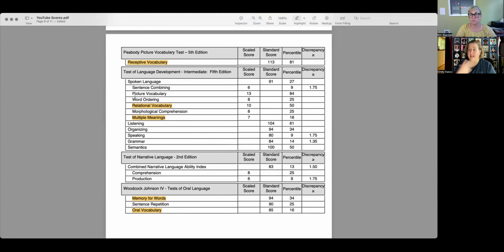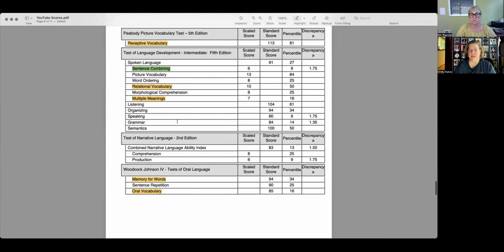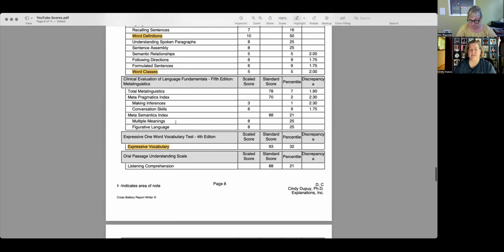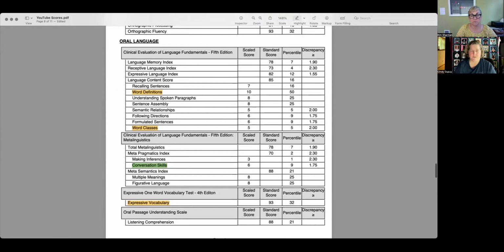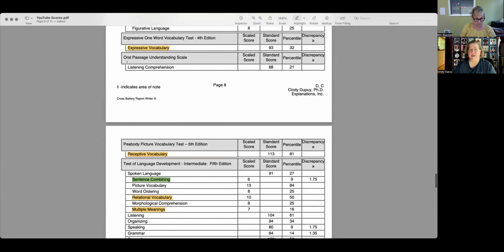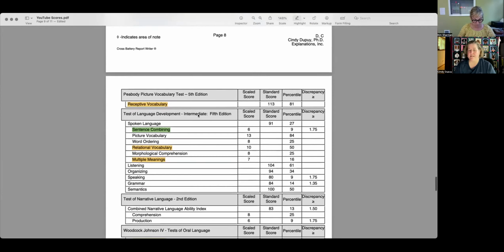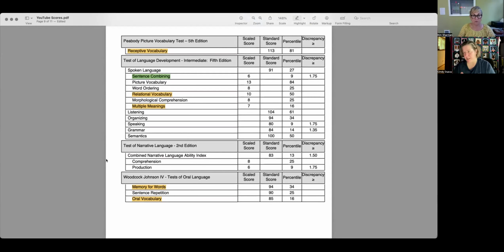Okay. Then there may be a couple in there, but I'm doing this very quickly. Then we can go in and look at sentence level. So sentence combining, conversational skills, sentence assembly, following directions, recalling sentences. These are all sentence level tasks. And finally, we can look at the passage level. So understanding spoken paragraphs, the OPUS is a passage level task. And then the Test of Narrative Language kind of bridges sentence and passage level.